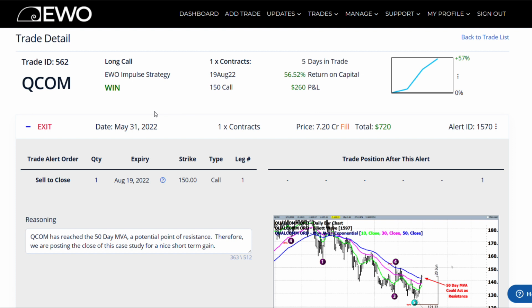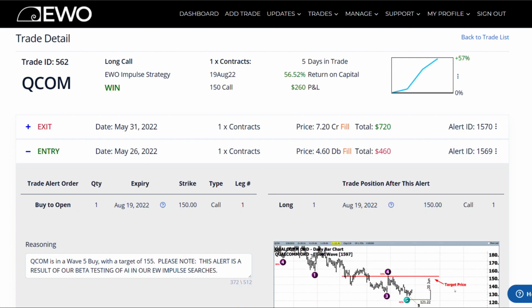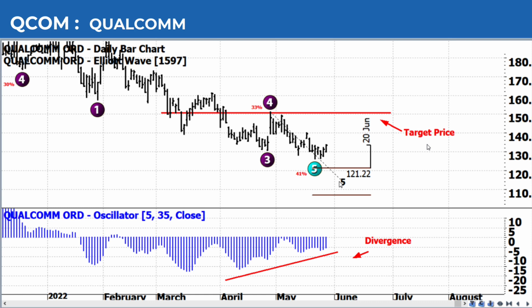I'd like you to go back and look at the chart, because if you notice the chart afterwards, it did eventually get up to the 150, but before it did that, following consolidation, it went all the way down and hit that wave 5 low target at 120 on the 16th of June. So it was forecast to hit on the 20th. It got there a little early, but in the meantime, we were able to catch that short-term bounce.